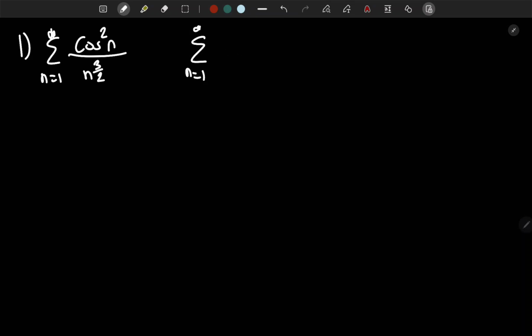So here, if we look at the numerator, we have cosine squared n, and we know that the maximum value of a cosine of any value, let's call it x here, is going to be 1, right? It's always between -1 all the way to +1. So in the numerator we can replace cosine squared n with 1, and the denominator we cannot replace. This is always going to positive infinity as n is going to infinity.